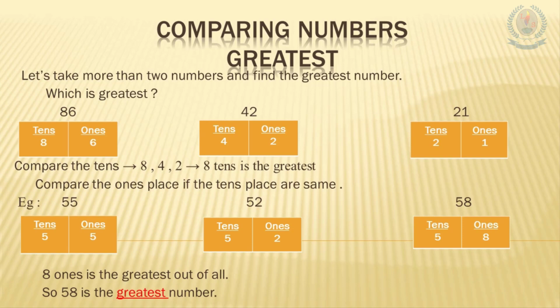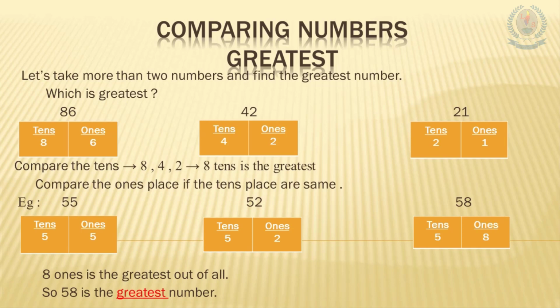So the answer is, I have asked a question, what is the greatest? The answer is 86, because 8 tens is the greatest among all the numbers. Okay. If the digits in the tens place are same, we can see from the next example.